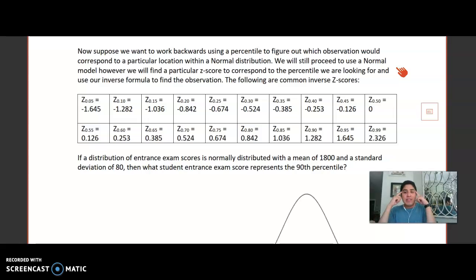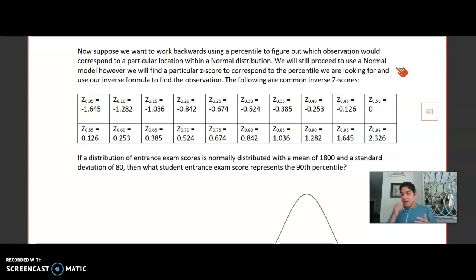Now I want you to think about this. Every time we deal with normal distributions, there are three components. X, which is the observation. X has a corresponding z-score, which tells me its location relative to the mean. And then each of those z-scores, the probability less than that z-score is a percentile. So there are really three components: the observation, its z-score, and its percentile.